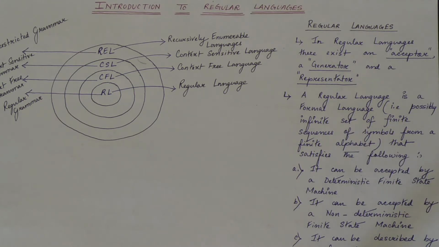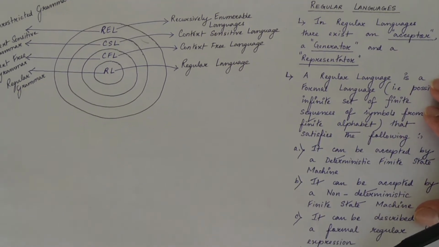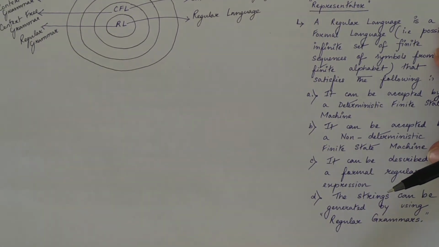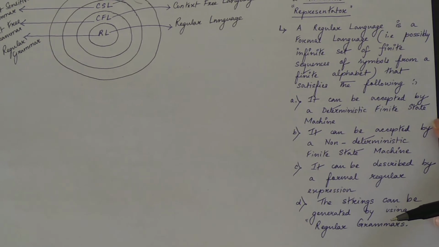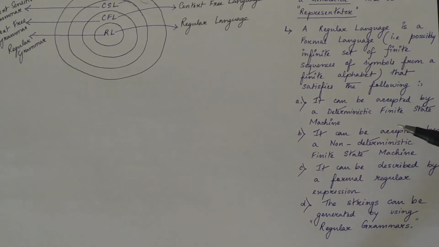It is a collection, possibly an infinite set, of finite sequences of symbols from a finite alphabet that satisfies the following conditions. We have to check the following conditions. So what are those conditions all about? The first one: it can be determined by a deterministic finite state machine, that is for sure.